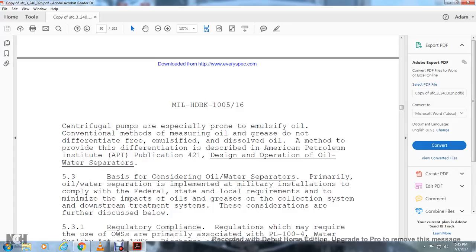5.3 Basis for consideration of oil water separators. Primarily, oil water separation is implemented at the military installation to comply with federal, state, and local requirements and to minimize the impacts of oil and grease on the collection system and downstream treatment systems. These conditions are further discussed.